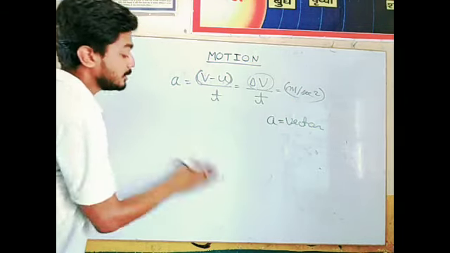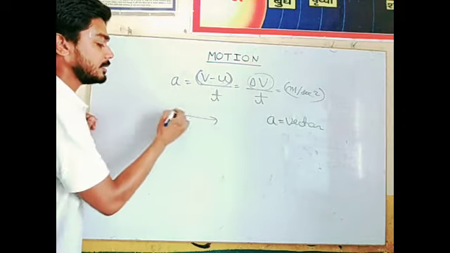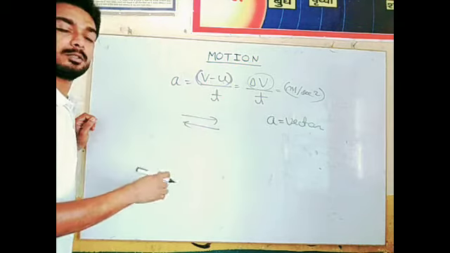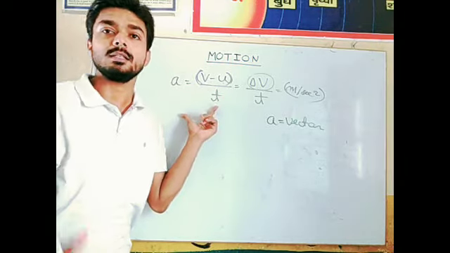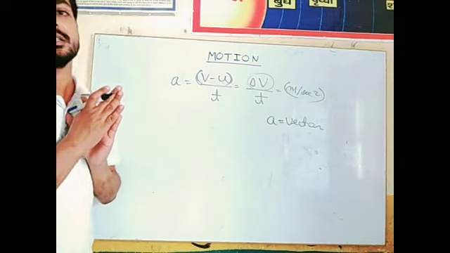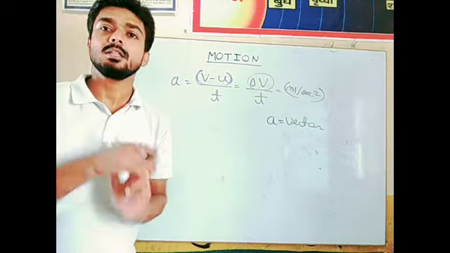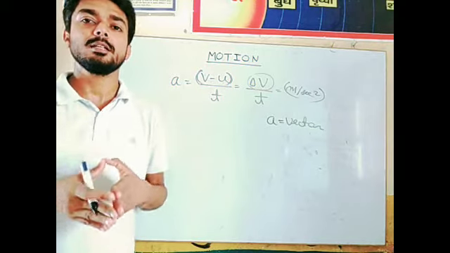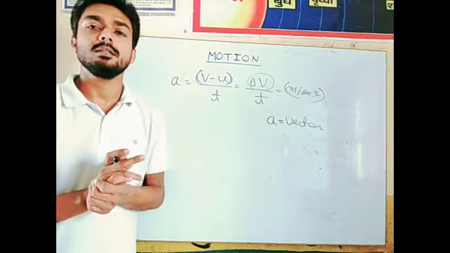Students, the question arises that velocity may increase and velocity may decrease also. Whenever there is an increase in velocity, you will call that acceleration, and whenever the velocity is decreasing, you will call it retardation. Acceleration and retardation are the same thing, but when a body is increasing its velocity, you will write it acceleration, and when the body is decreasing its velocity, you will write it retardation.